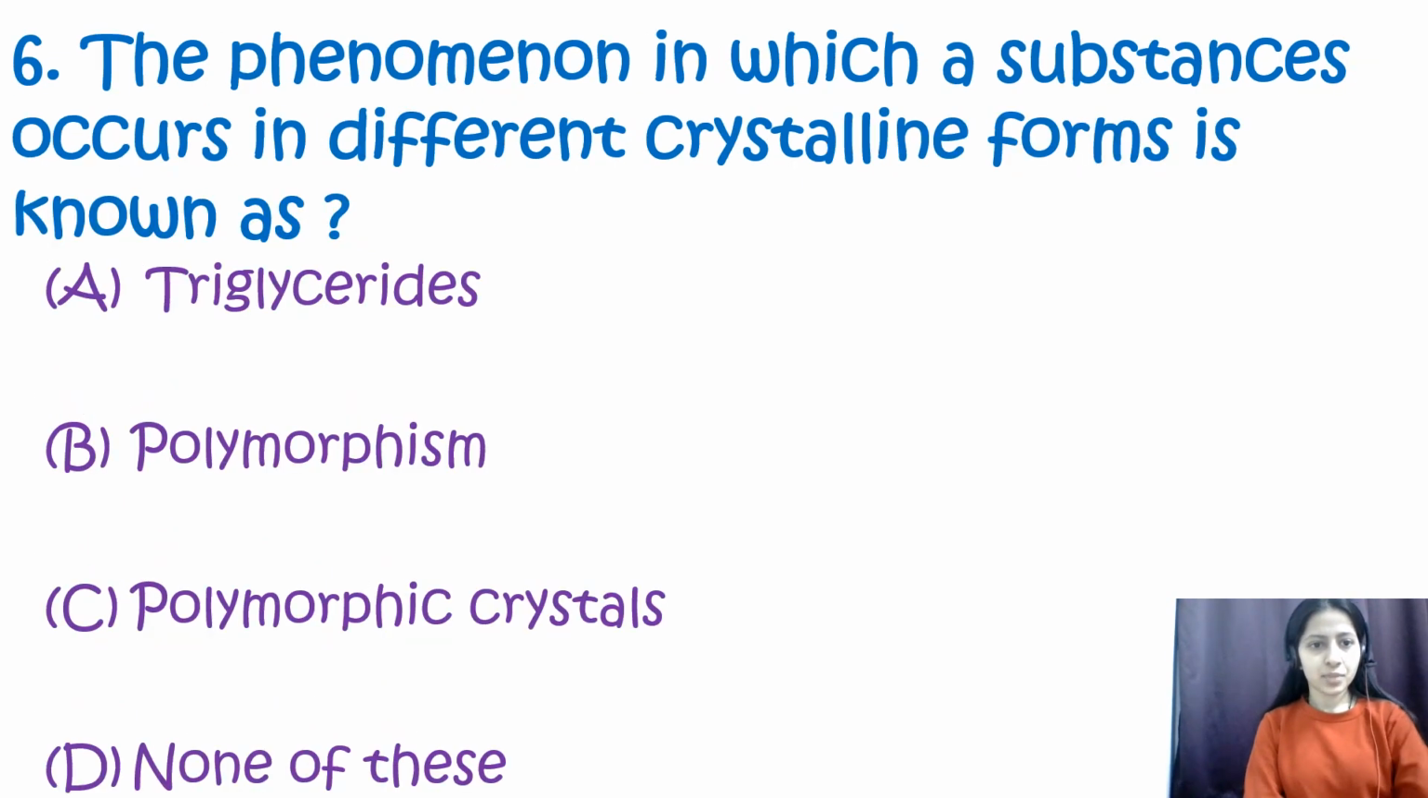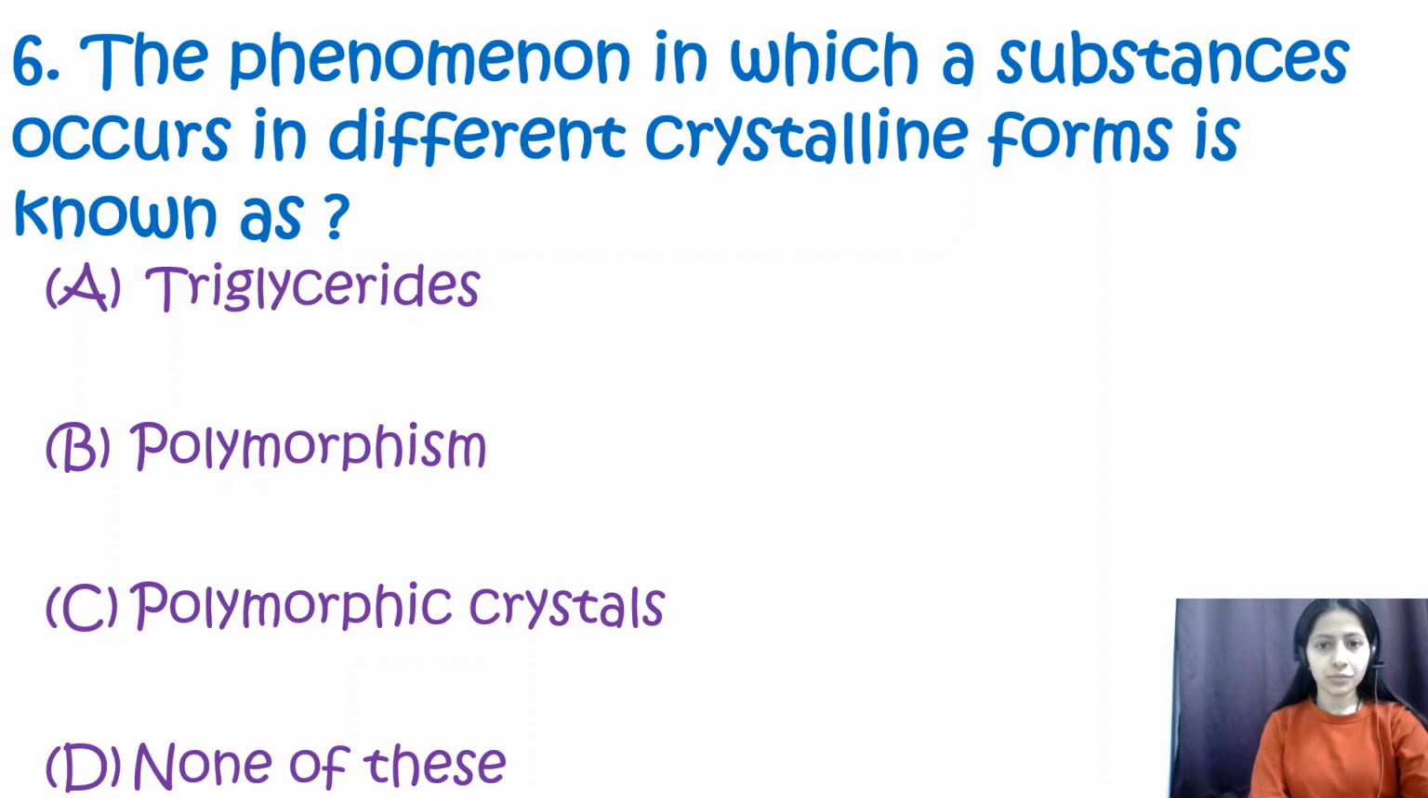Next question. Question number 6. The phenomenon in which a substance occurs in different crystalline forms is known as option A, triglycerides. Option B, polymorphism. Option C, polymorphic crystals. Option D, none of these.